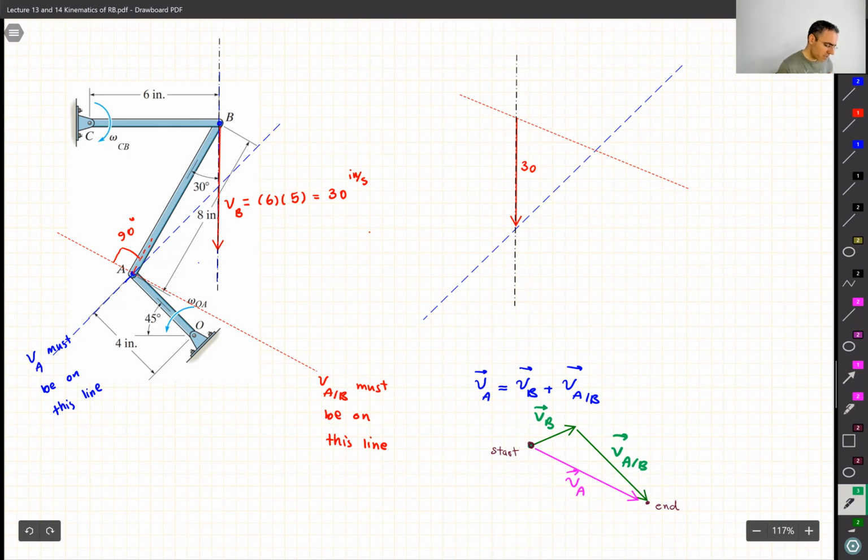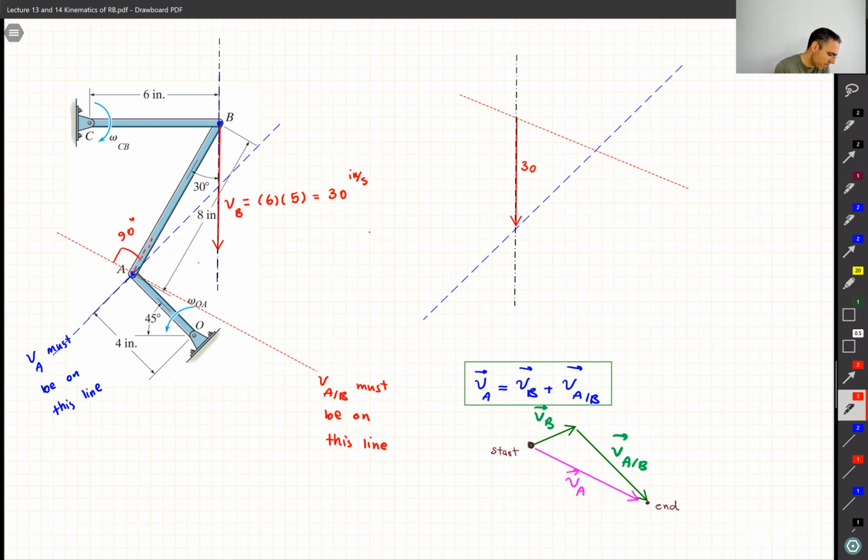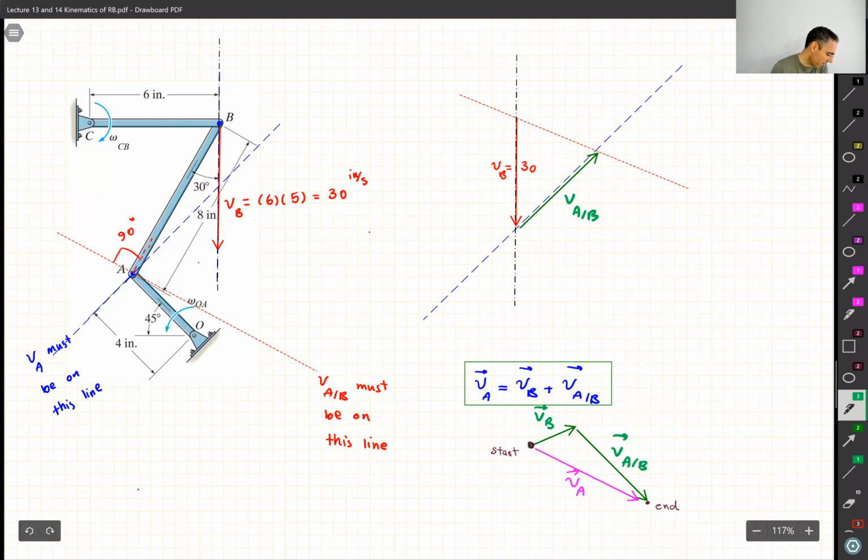So if that's the case, then how can we draw the vectors on this triangle that we drew to make sense? If this is VB, which is equal to 30, then definitely we can figure out that, let me find another color, this guy must be the direction for VA with respect to B. Oh, sorry, this is VA. My mistake. Let's move back.